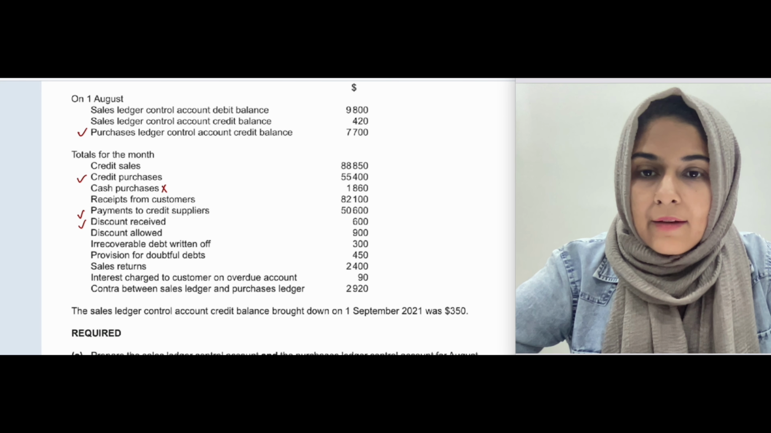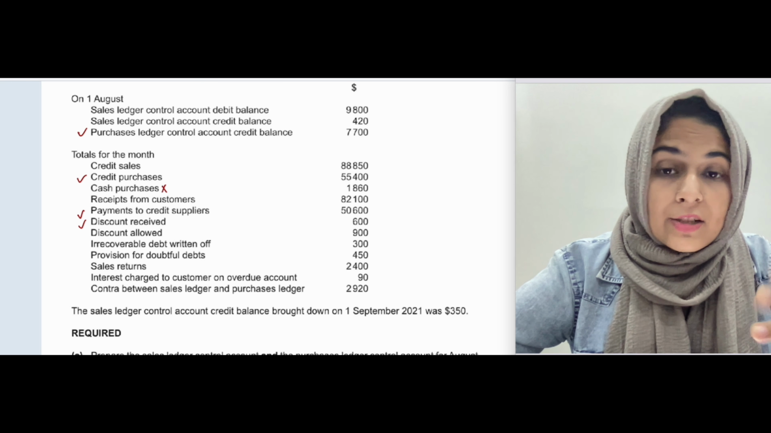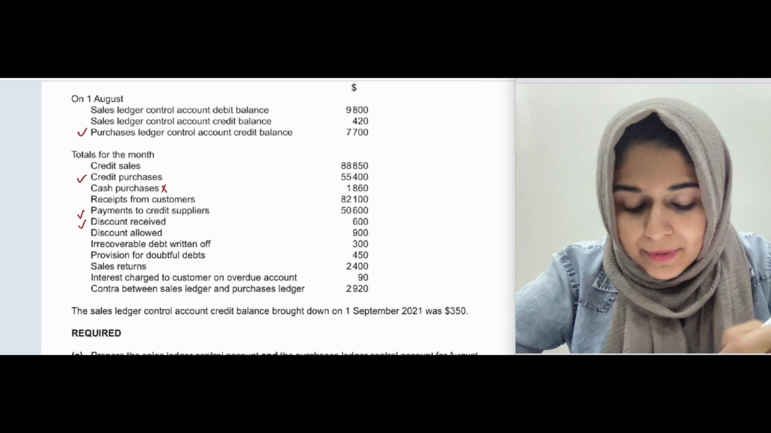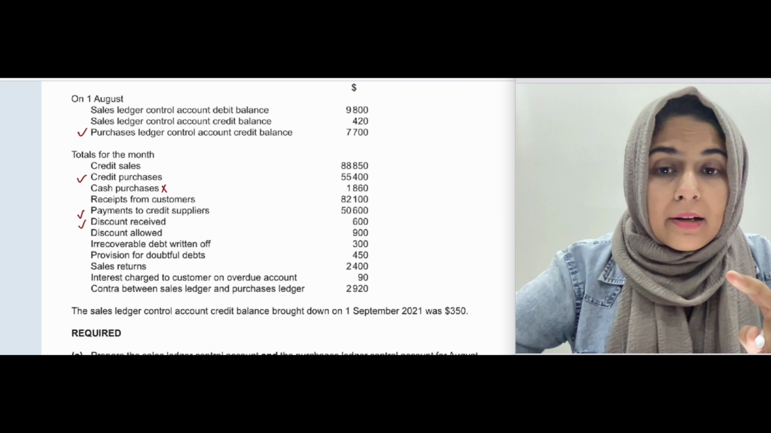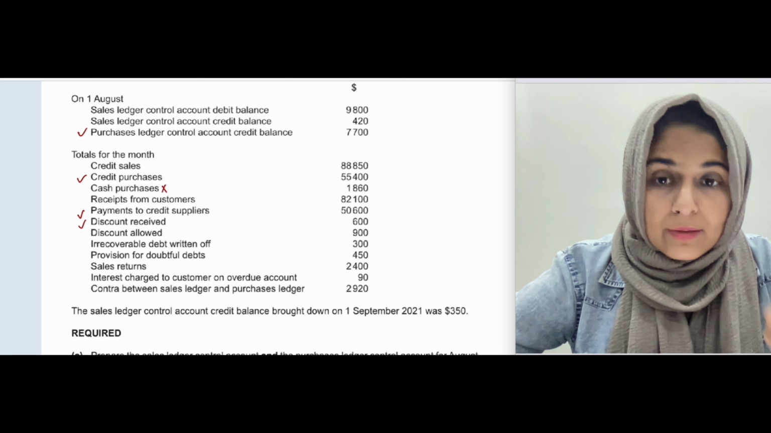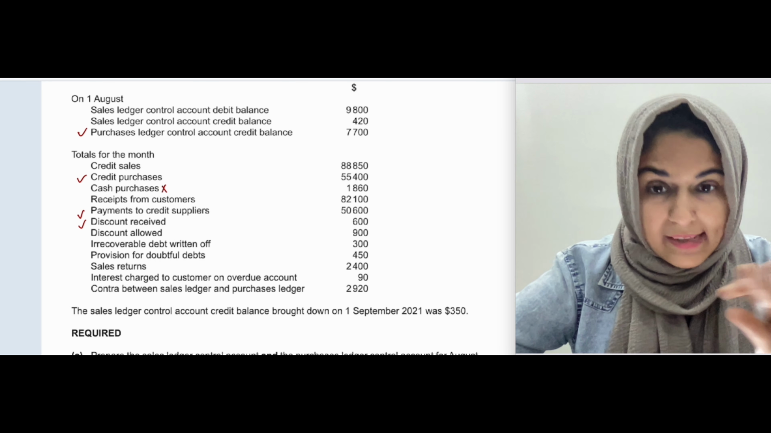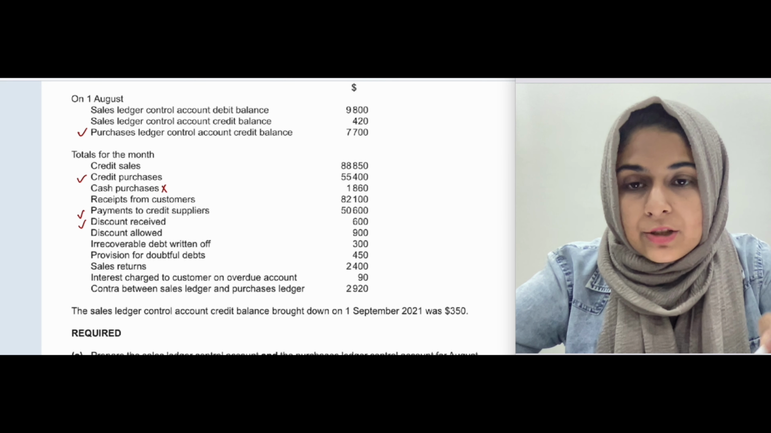And then we have this okay, so if interest is charged by the supplier on our overdue account, that will come in the purchases ledger control account. But this interest charged to a customer on an overdue account is charged to a customer, so we are charging it to a customer. So this obviously has been taken to the sales ledger control account, so this will not come here in the purchases ledger control account.